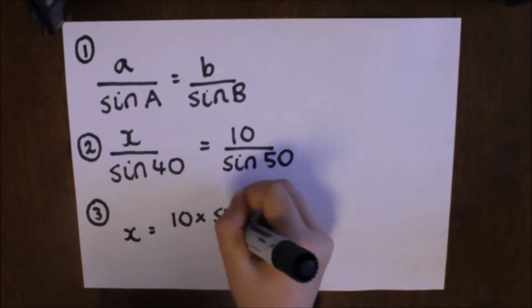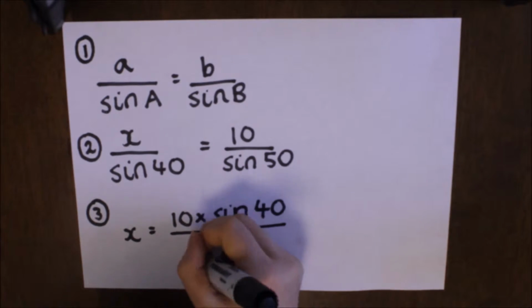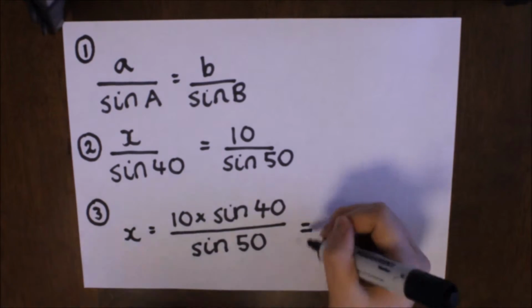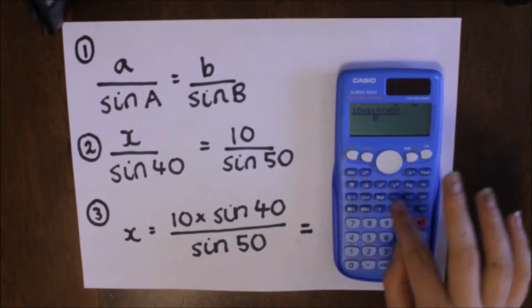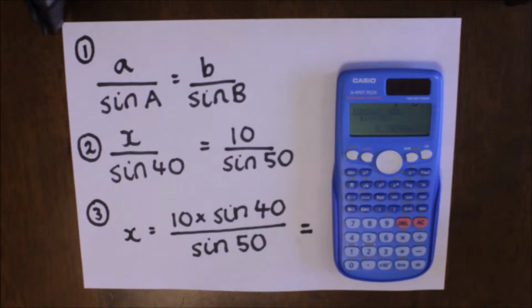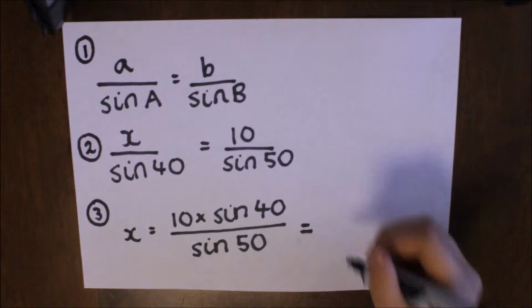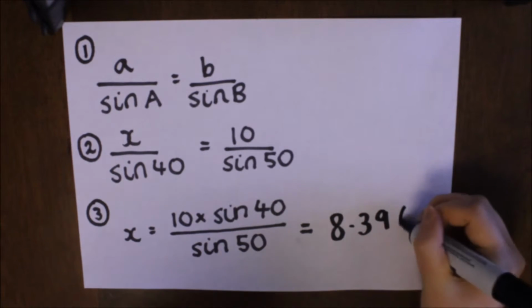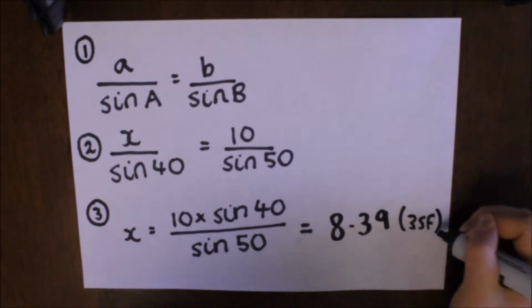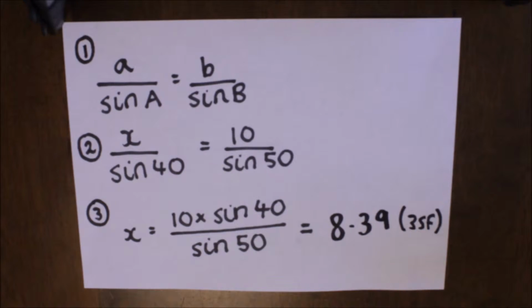Then we times sine 40 on both sides to work out x, our unknown side. Next we have to simply put it into a calculator exactly as it looks. Press equals and we have our answer. We usually round this answer to 3 significant figures, unless specified otherwise in the question. So our final answer is x equals 8.39 centimetres.